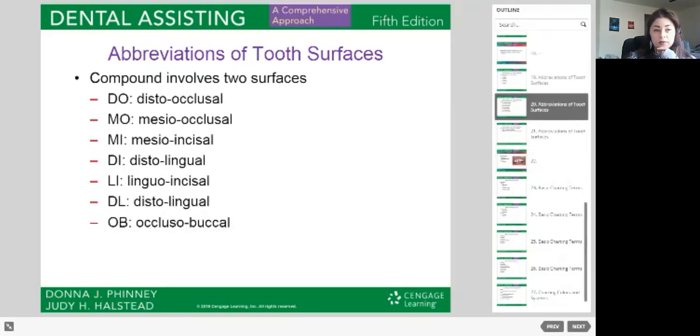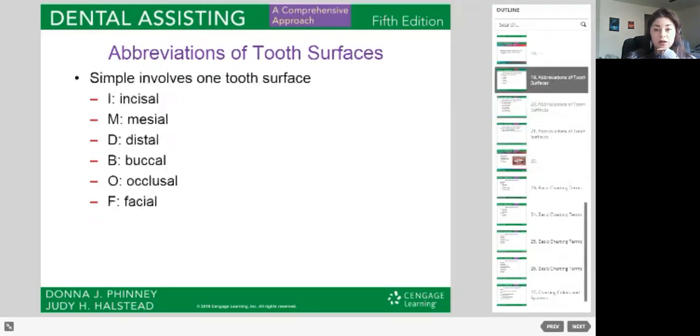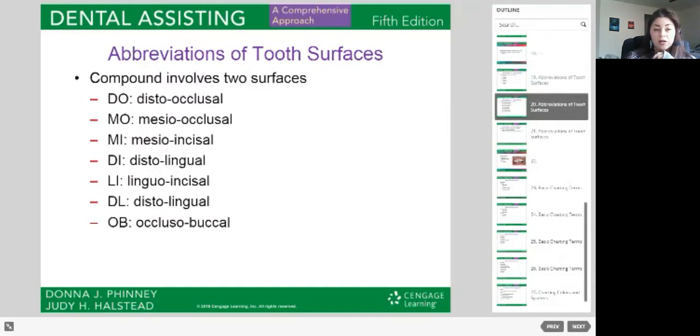Let's go on to this one. Compounds. So these are simple one surface abbreviations. These are compound. So simple is 1, compound is 2. Compound involves 2 surfaces. So DO is disto-occlusal. MO is mesio-occlusal. MI is mesio-incisal. And it goes on and on. So you kind of get the idea there.